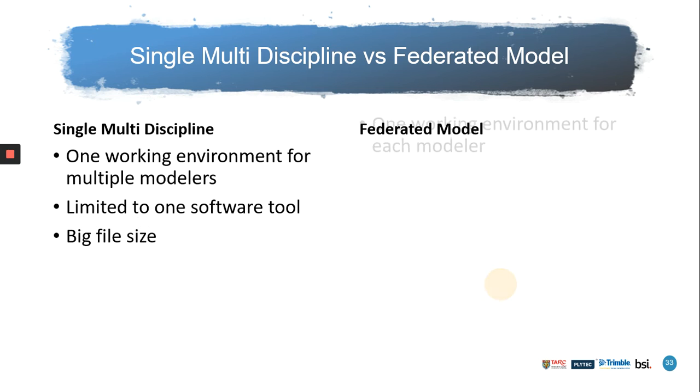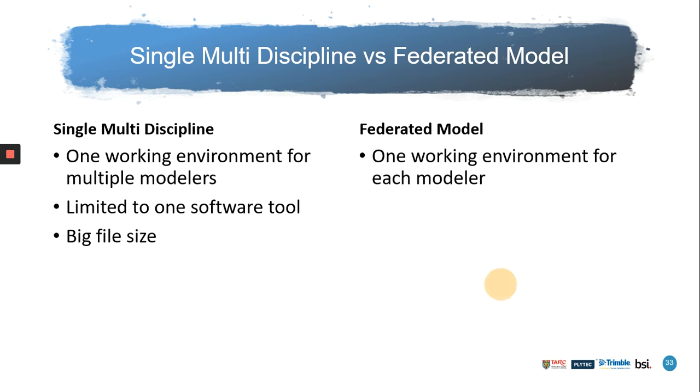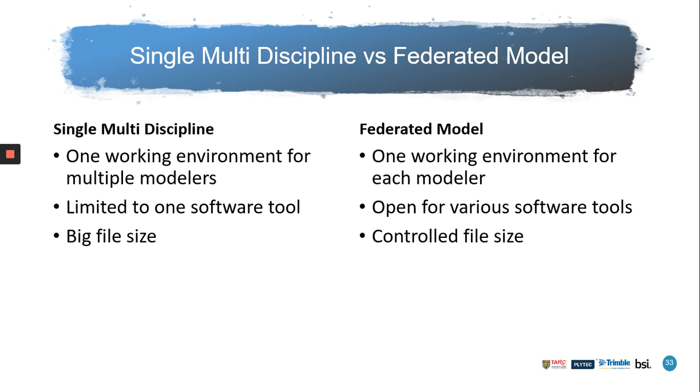So there are two ways of doing BIM. One is a single multi-discipline model, another is a federated model. If you are working on a single multi-discipline model, you have a very big file size because everyone is working on just one general model and everyone will have to be limited to one software tool. In this case, a single multi-discipline model can be Revit.